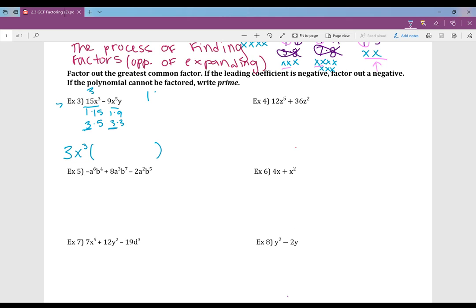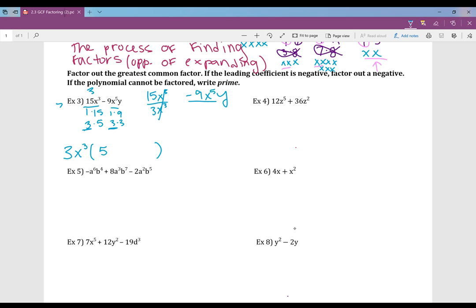So we do that by dividing, right? The opposite of multiplying is dividing. So to find our factors, we're going to divide. So we're going to do 15x cubed, and we're going to divide by our greatest common factor, 3x cubed. Well, x cubed divided by x cubed, those cancel out to be 1. And then 15 divided by 3 is 5. And then negative 9x to the 5th y.